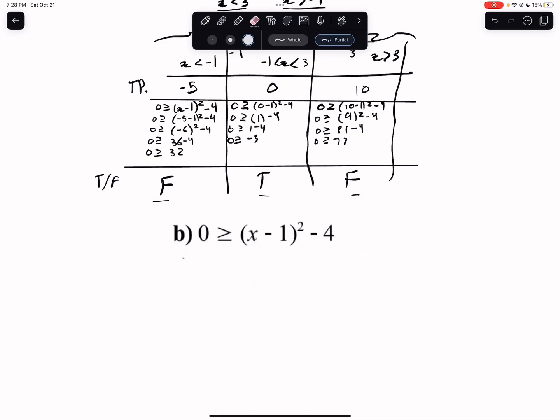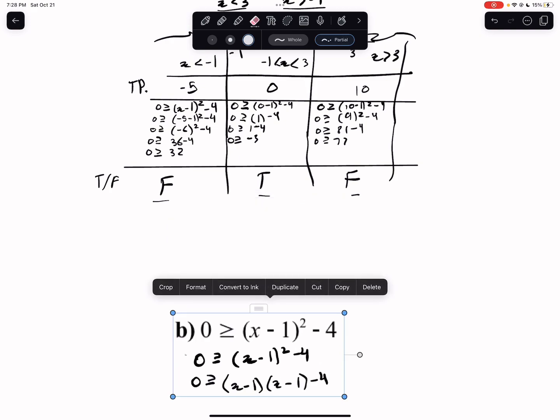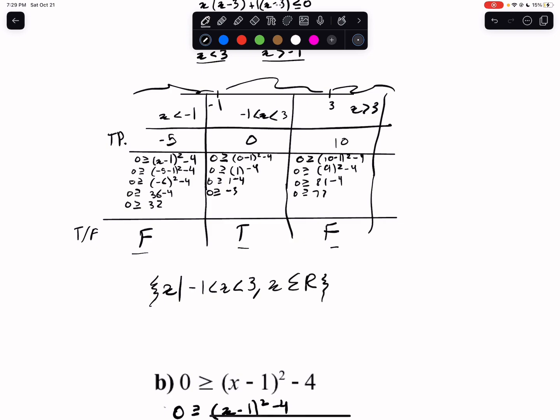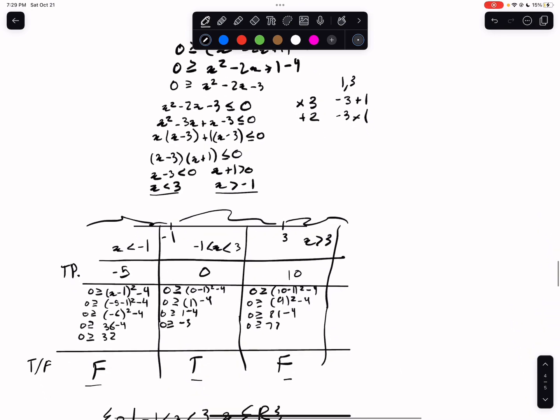Let's bring this down. We know now that, I like to write it like this, so x. We know that x is between minus 1 and 3, and this is true, and x is an element of the real numbers. Let me check my answers. Yes, we are correct.